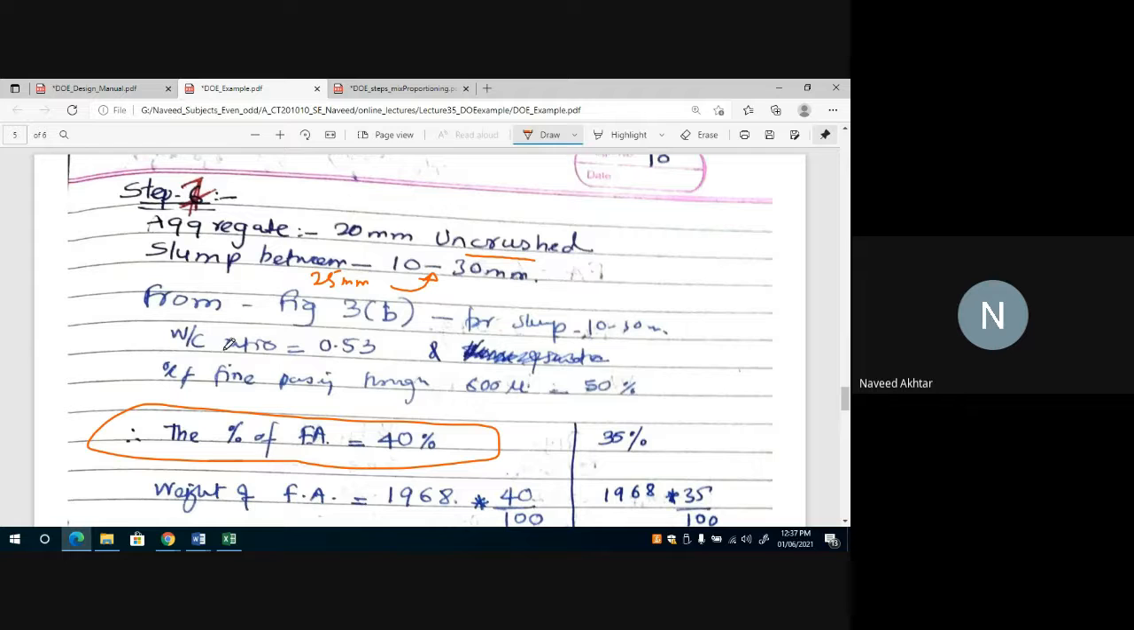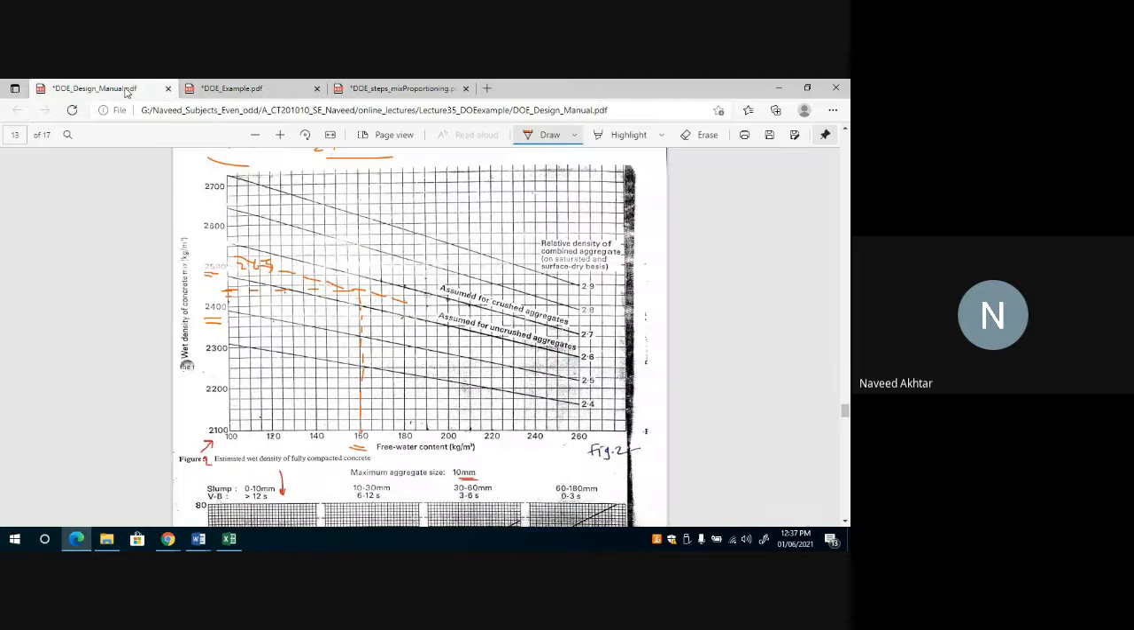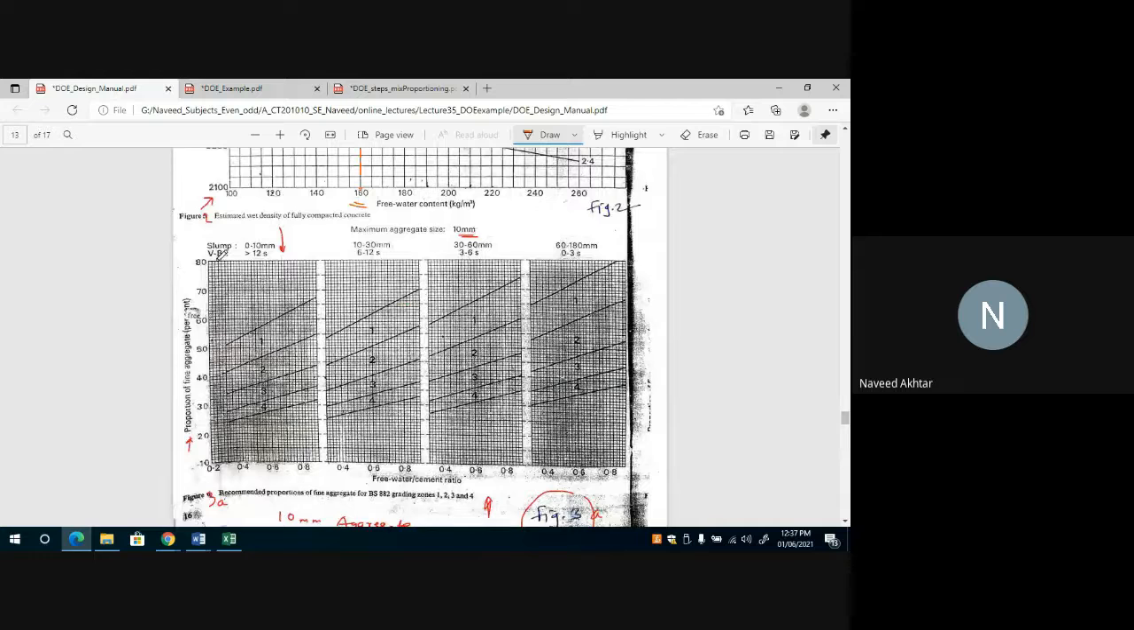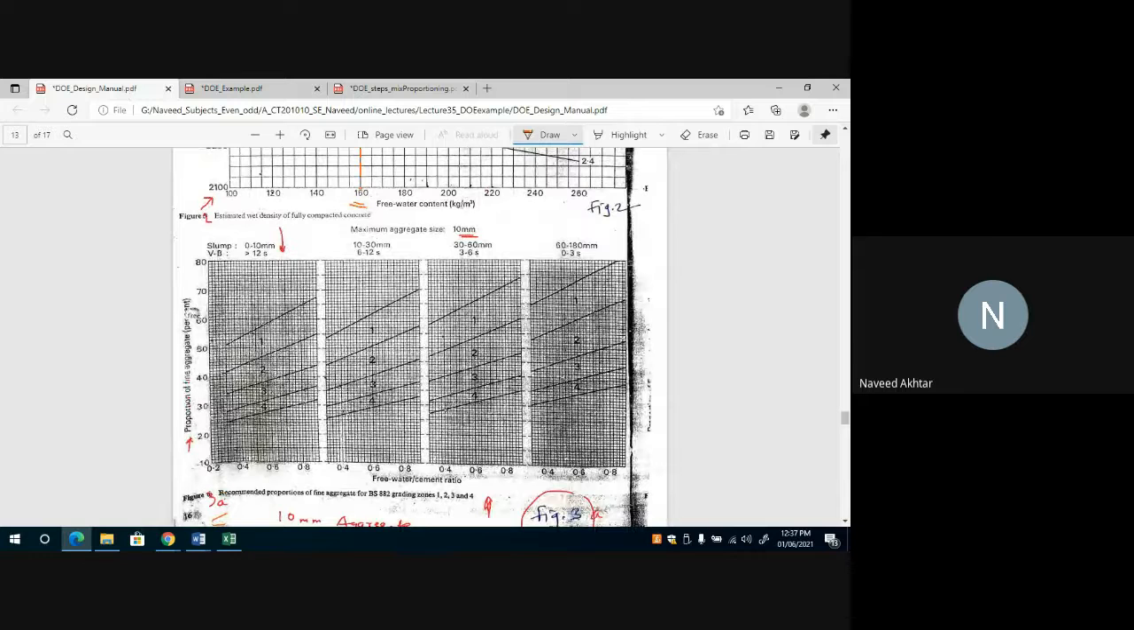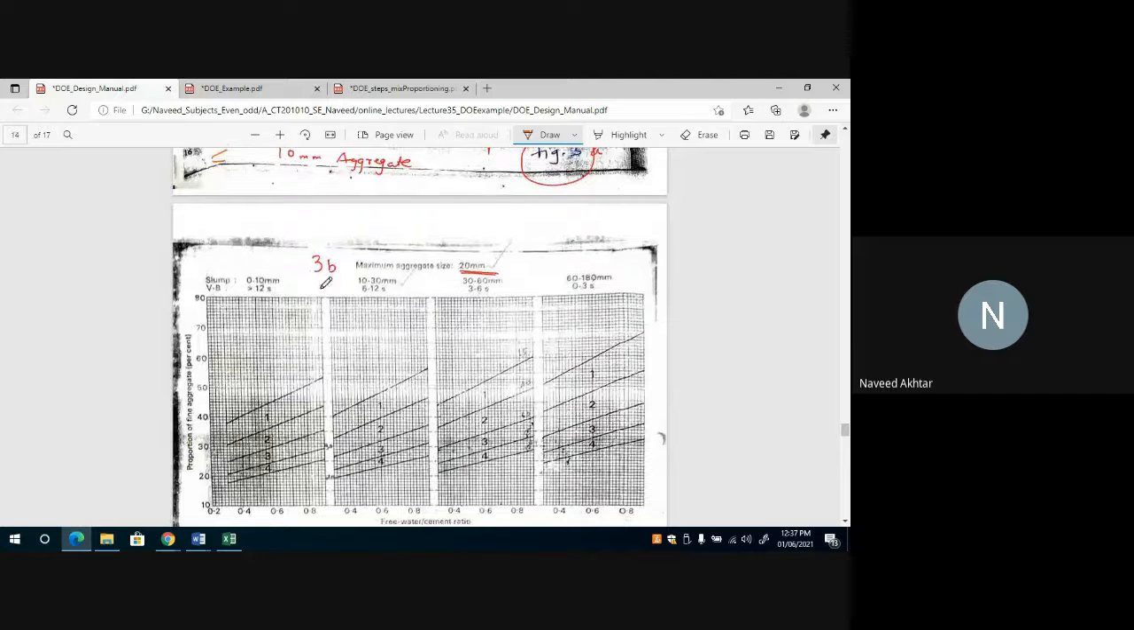and for the given water to cement ratio, and also the 600 micron fine sand passing percentage is 50%. So again, I will come to the manual. We can see here this figure number 3A. This figure number 3A is for the maximum size of aggregate of 10 mm. But in our case, the aggregate size is given as 20 mm. So we'll use this one.